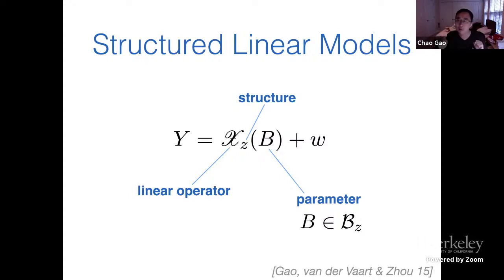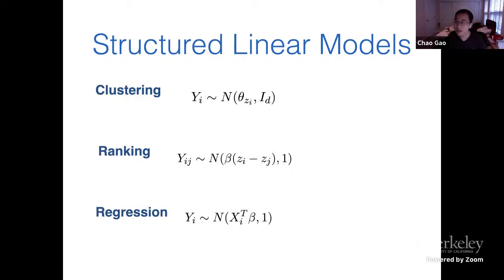It is also parameterized by the same structure parameter that you see as an index of the linear operator as well, right? So here I want to emphasize that the structure parameter Z appears in two positions, right? The first as the index of the linear operator, and also as the index of the parameter space. Okay, so with this general framework, you can actually rewrite many familiar models as special cases.